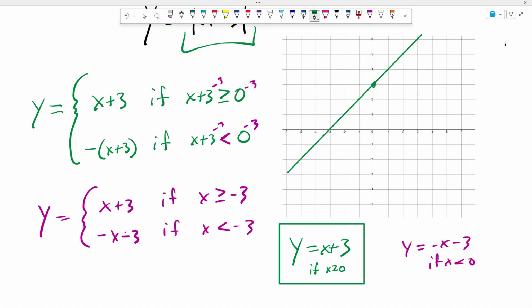Okay, but only if x, did I write 0? Geez. If x is greater than or equal to negative 3, and negative x minus 3 if x is less than negative 3. So here's negative 3 right here. It's only true when x is greater than or equal to that number. So we erase everything here.